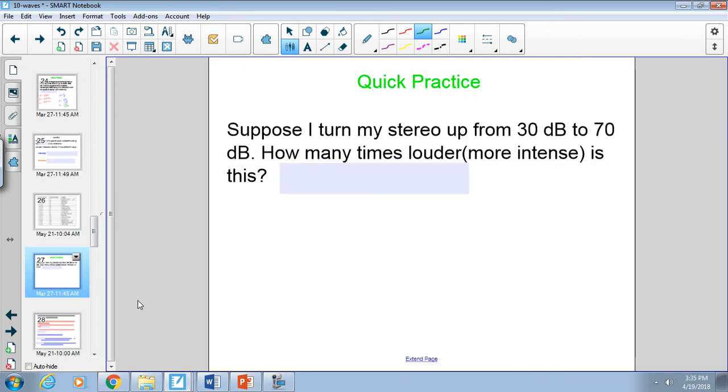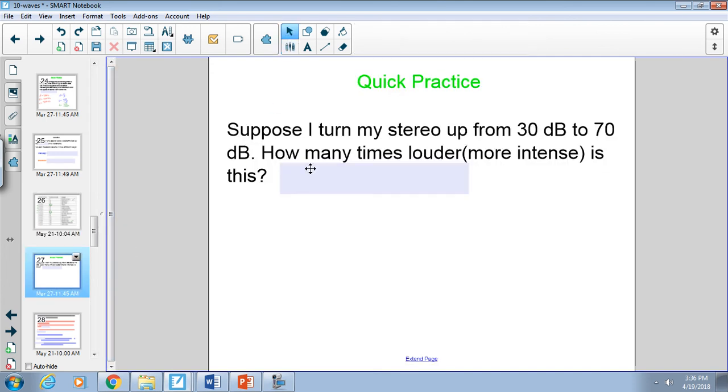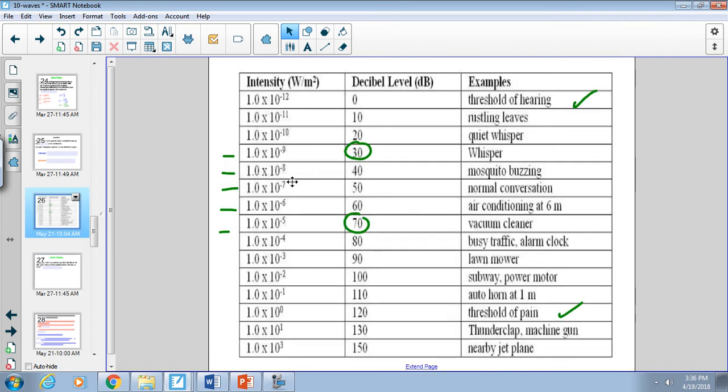Alright, so let's take a look at this. Suppose I turn my stereo up from 30 decibels to 70 decibels. How many times louder, or more intense, is that? So I'm going from 30 to 70. Now keep in mind we're looking at intensity, and notice that intensity is going up by powers of 10. So it's not just going up 40, it's actually going up 10 to the fourth power. So it's 10,000 times more intense.